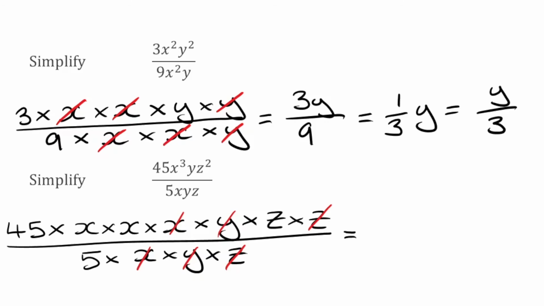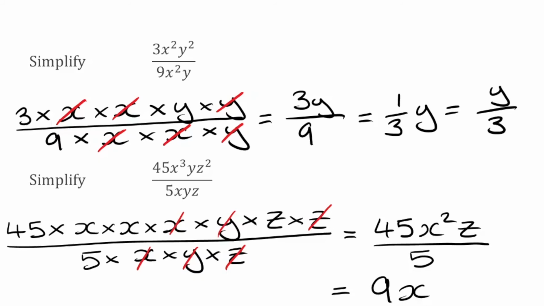So on the top, what are we left with? We've got 45 times x times z. So we've got 45, and then we've got x times x, which is x squared, and then we've got a z times yz, so just z. And then we're dividing all of that by 5. So we've got 45 x squared z all divided by 5. So we're just going to do the numbers. So we've got 45 divided by 5, which is 9. So we'd be left over with 9 x squared z.